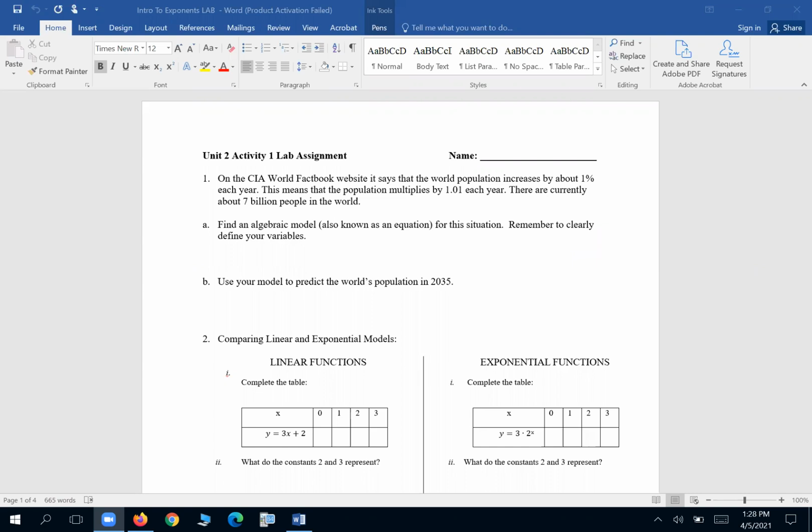It says on the CIA World Factbook, that's supposed to be Facebook or Factbook. No, that's correct, Factbook website. It's going to say that the world population increases by about 1% each year. And I guess you've read the rest. This means that the population multiplies by 1.01 each year.